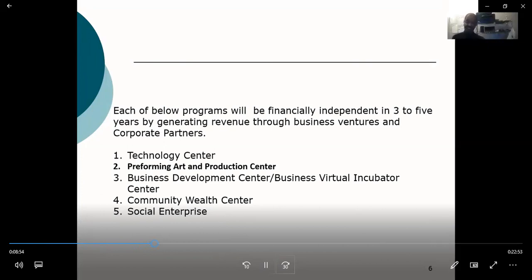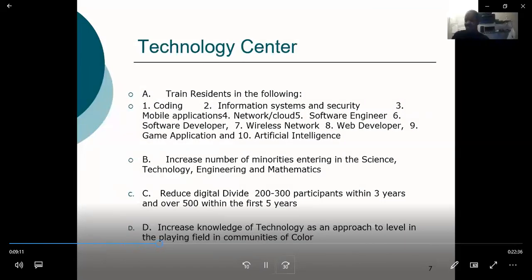But for this particular initiative, there are 6 different pieces that we bring to the table. A technology center, performing arts and production, business development, community wealth center, and social enterprise. Let's talk about the technology center.